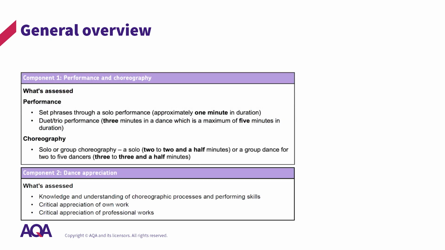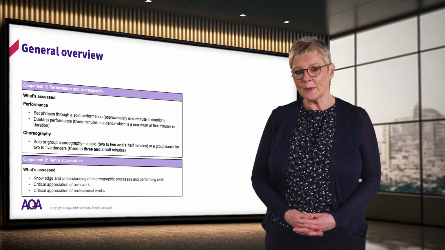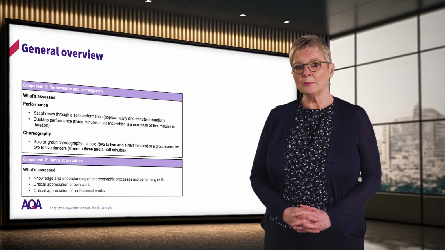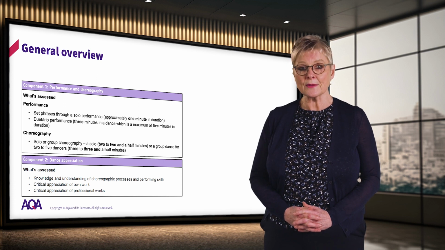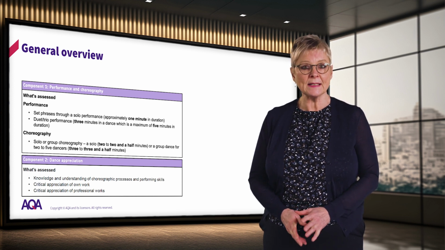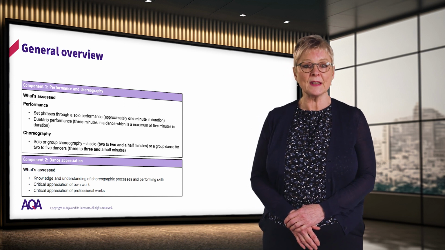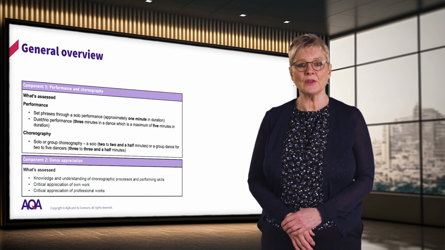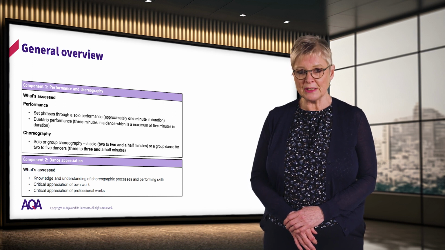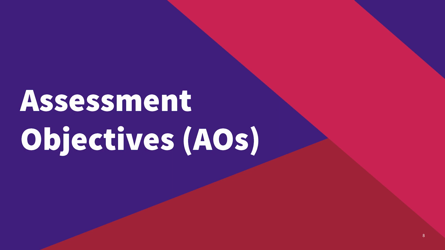Here you can see an overview of the range of the assessment for GCSE Dance, which you will be already familiar with. We'll find out more about the structure of the written paper soon. But you should know that there are always 3 sections: knowledge and understanding of choreographic processes and performing skills, critical appreciation of own work, and critical appreciation of professional works. As the design of the assessment is inextricably linked to the assessment objectives, that makes a good place to start our more in-depth section of the presentation.